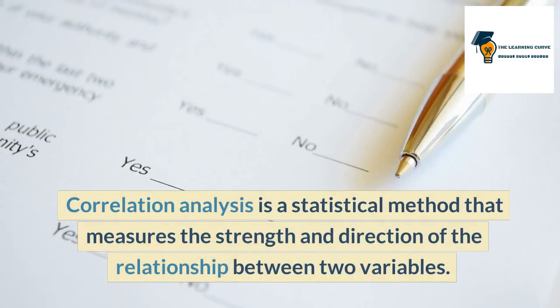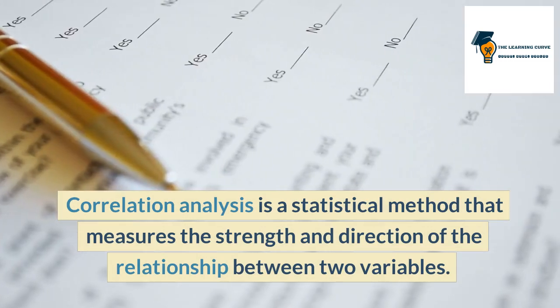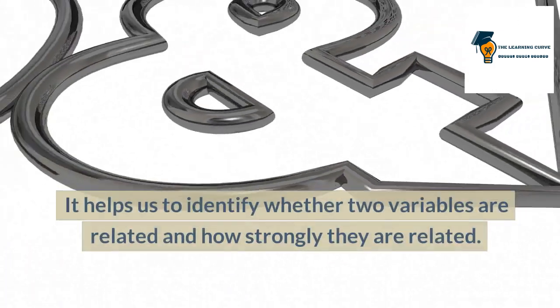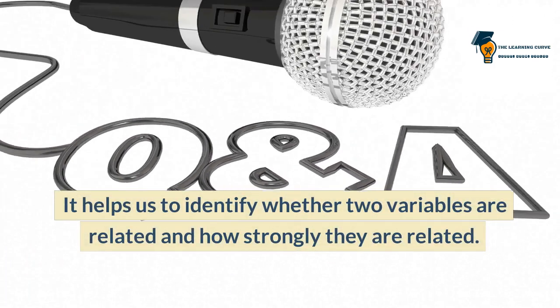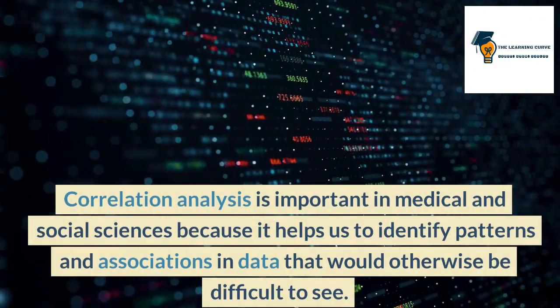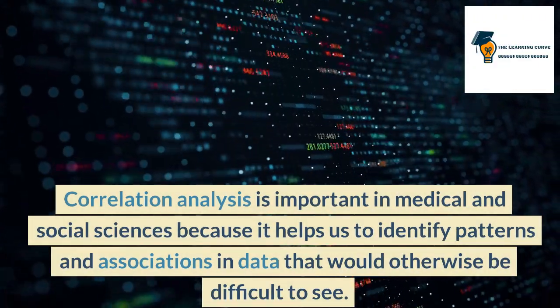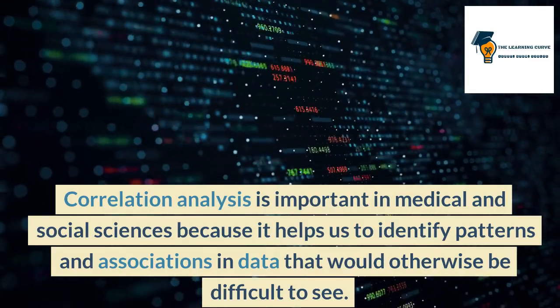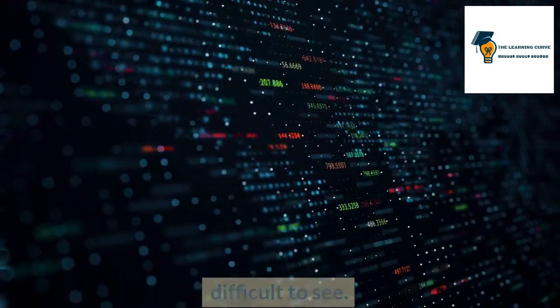Correlation analysis is a statistical method that measures the strength and direction of the relationship between two variables. It helps us to identify whether two variables are related and how strongly they are related. Correlation analysis is important in medical and social sciences because it helps us to identify patterns and associations in data that would otherwise be difficult to see.